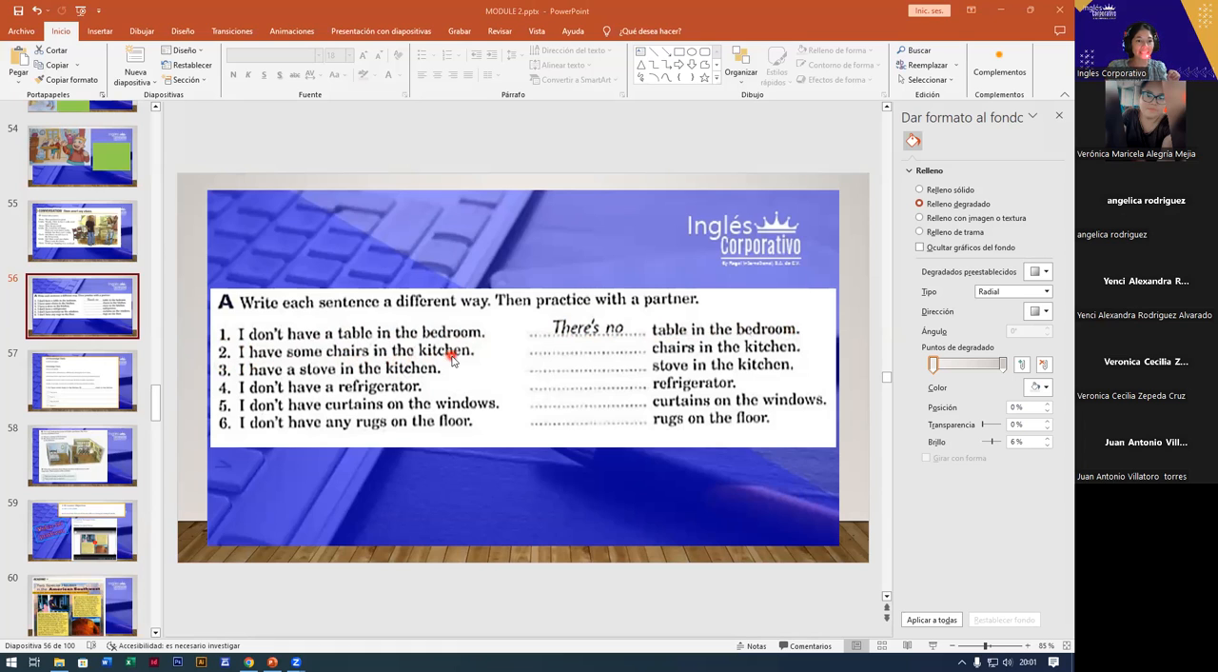Now let's see number two. I have some chairs in the kitchen. What would be another possibility using there is or there are? There are some chairs in the kitchen. In this case, it's affirmative, because it says I have some chairs in the kitchen. So there are two forms to say it: I have some chairs in the kitchen, and the other form, there are some chairs in the kitchen. That is the affirmative manner.